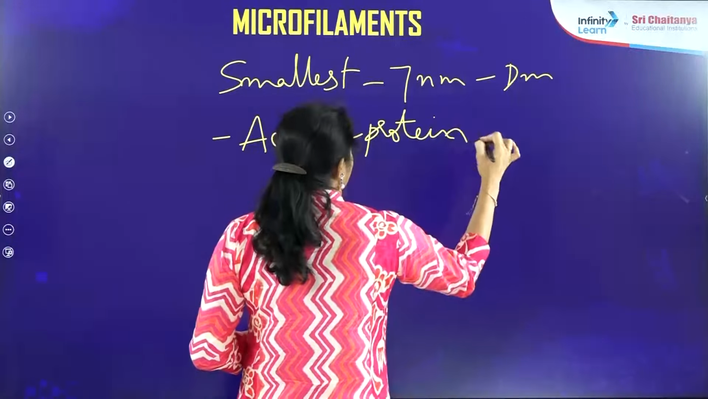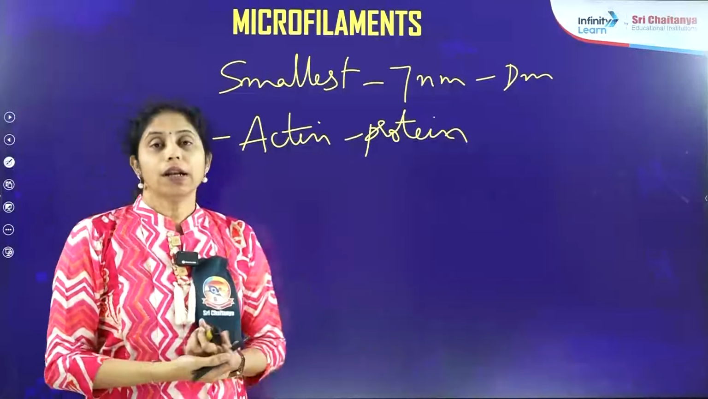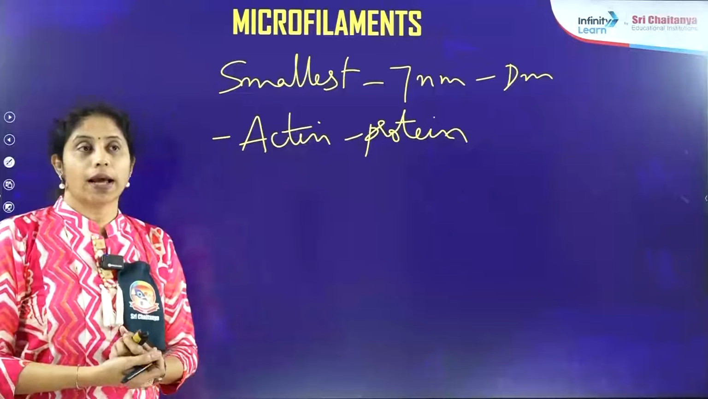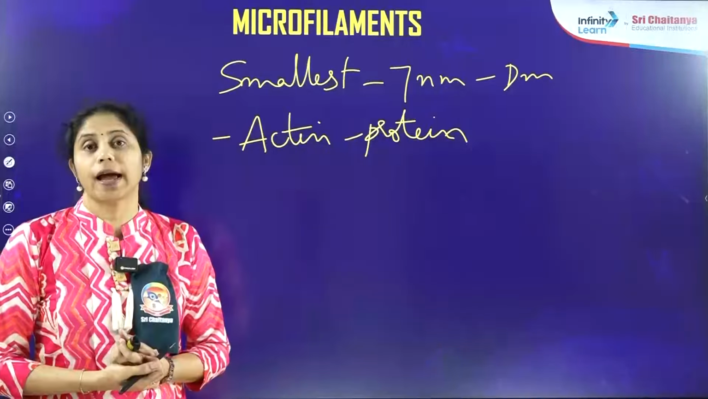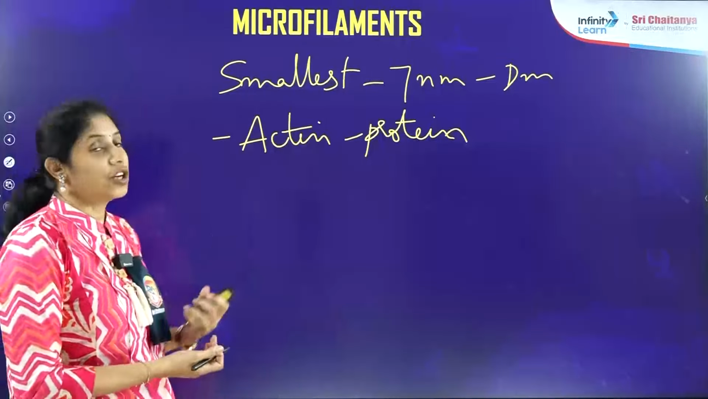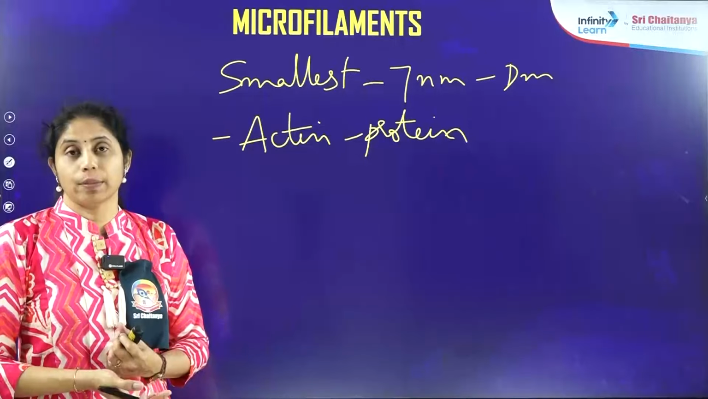Globular actin protein will be there, and they will be forming the filamentous actin protein. So, mainly actin protein will be there, and globular actin will become the filamentous one. So, the filaments are made up of actin protein. These are generally present in the muscle cells, in all the animal cells.